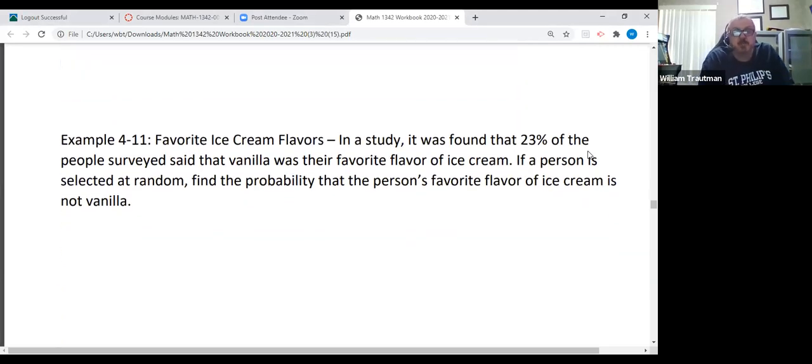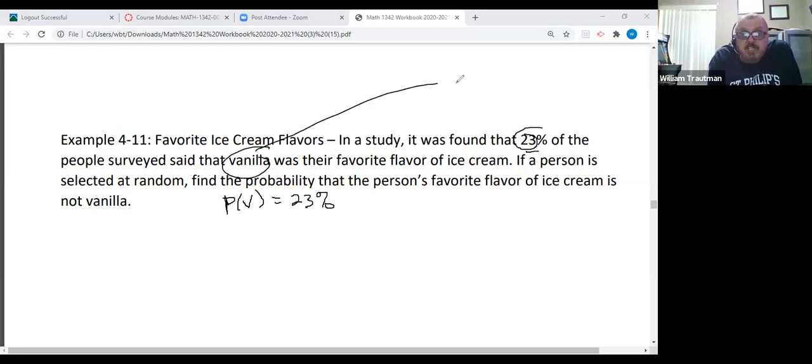So let's look at this problem. In a study, it was shown that 23% of people surveyed said vanilla was their favorite. So the probability that vanilla is your favorite is 23%. That's what it says. If a person is selected at random, find the probability that their favorite flavor is not vanilla.